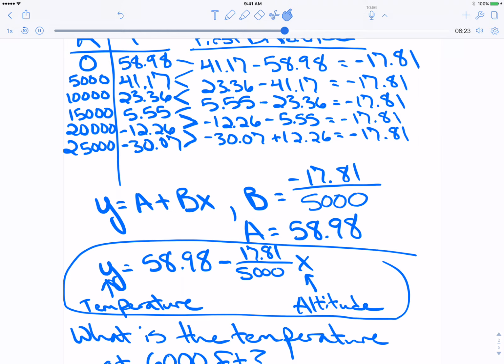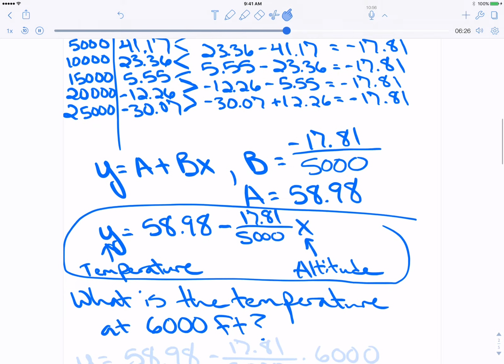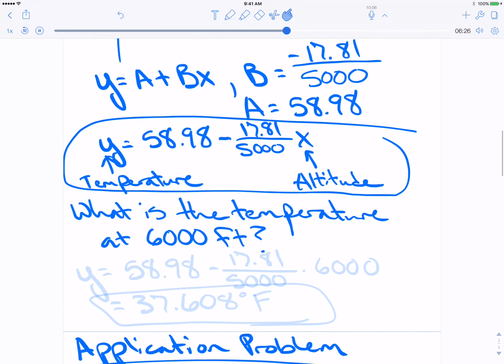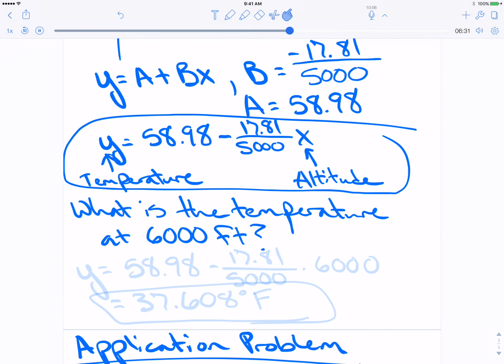Now that I have the linear model, I could use it to predict what the temperature is at some other altitude, right? So what is the temperature if I'm at 6,000 feet? That's not in my table, but I have a linear model now, and I could use that equation to determine what the temperature should be at 6,000 feet.